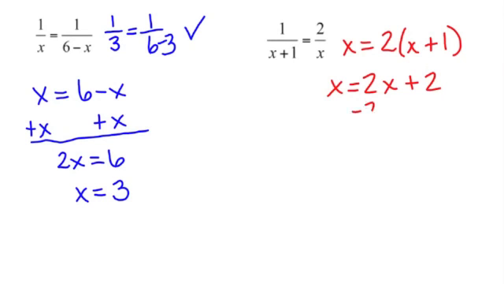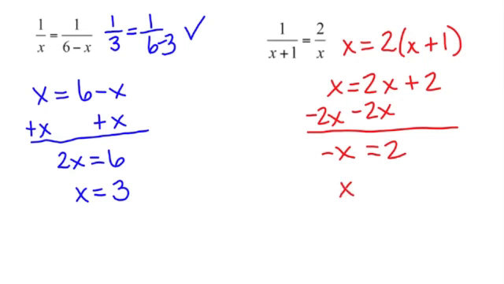I'm going to subtract 2x from both sides. So I'm going to have negative x equals 2. So therefore, x equals negative 2. Need to check it in the denominator again. If I plug in negative 2, will I get a 0 in the denominator? No, I won't. One time I'll get a 2, and the other time I'll get a negative 1. So therefore, that answer works.